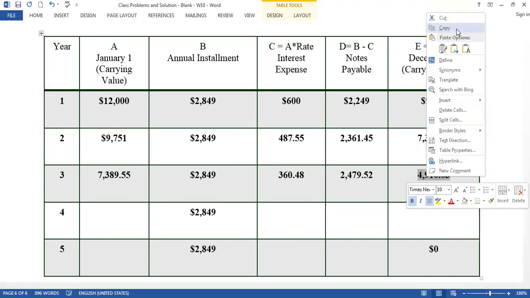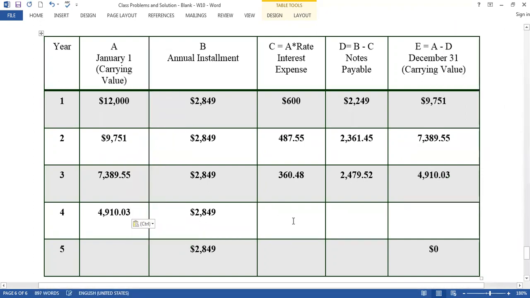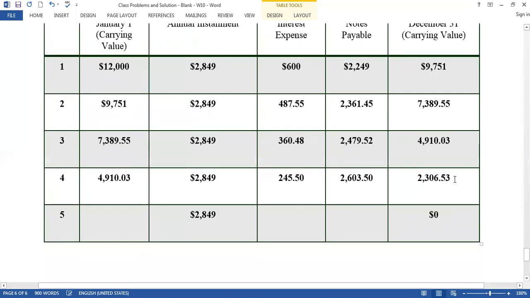It is the beginning value of year four. Now we can calculate the interest: 245.50, and the notes payable is about 2603.50. And after that we have an ending balance of 2306.53. Okay. Now the year four ending value is the year five beginning value.